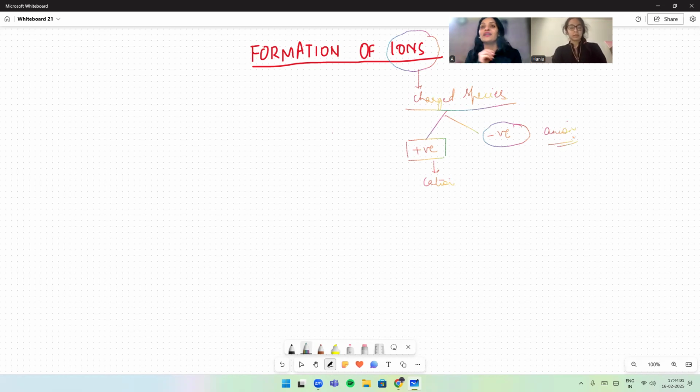Now we are going to look inside the element how cation and anion are formed. What is the basic principle behind that, right? Now let me take one example. I'll take sodium, right? And I'll take chlorine. Okay, do you remember the atomic number of sodium or chlorine?